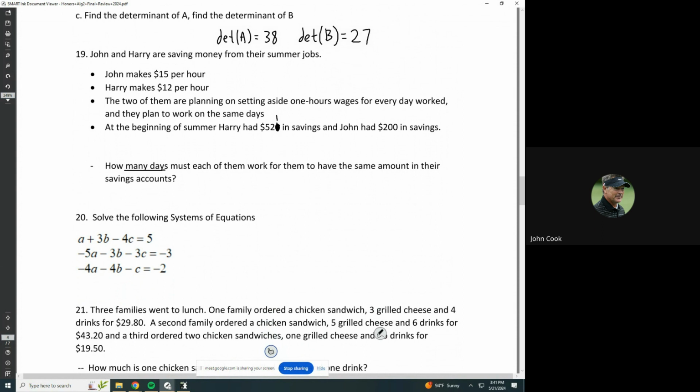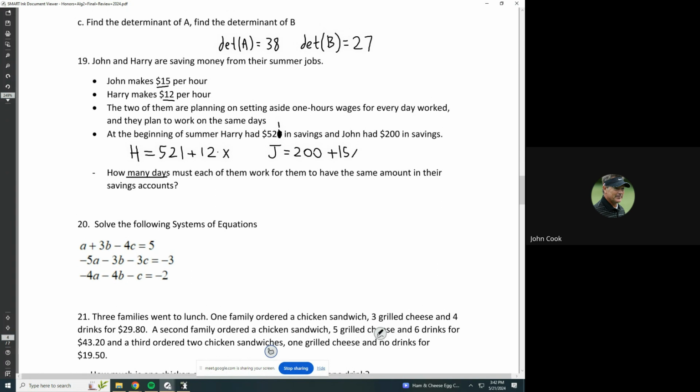Anyways, so you start off by making the equations. So Harry starts off with $521, so H is equal to 521, and he's making $12 per hour. So if he's saving 1 hour per day, that's going to be $12 for every day. Let's call X the number of days that he has worked. John has $200 in savings, and he's making $15 per hour. So we're going to add on 15 times X, the same number of days.